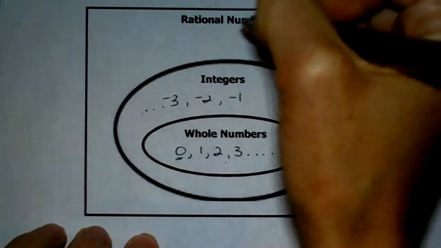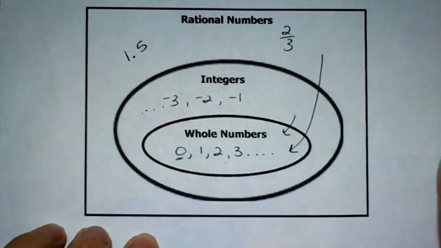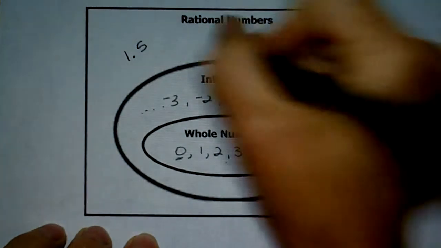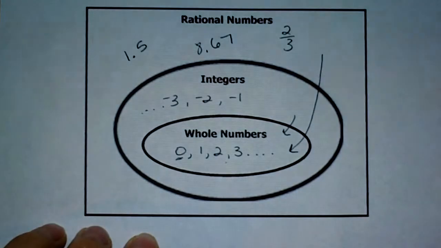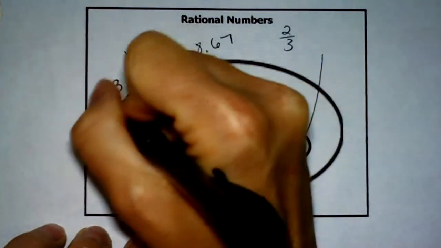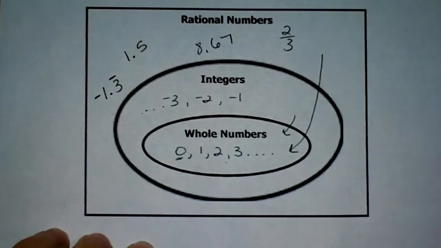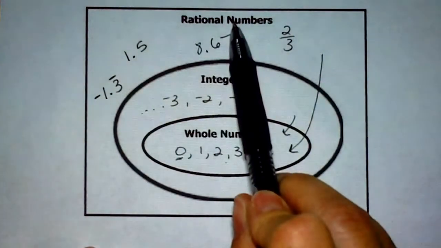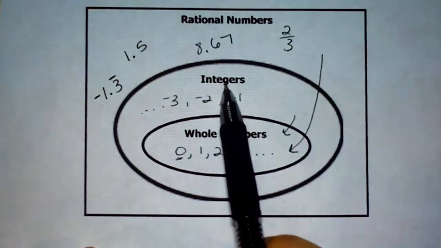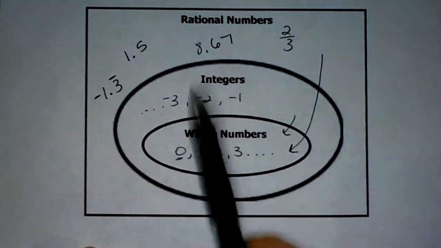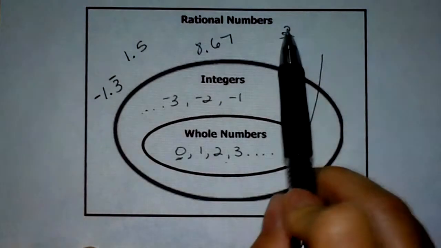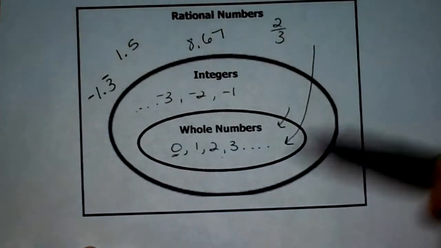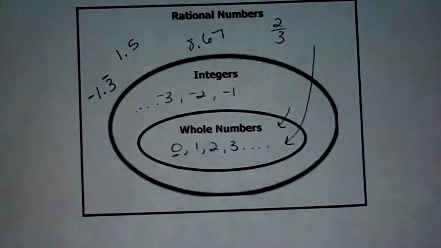What about like 1.5? That could be included. Or 8.67, or maybe a repeating one. Let's make it negative, -1.3, repeating. All of those are only rational numbers. A whole number is an integer and a rational number. A negative integer is only going to be an integer and a rational number. And if you have a fraction, it's only going to be rational. So it's kind of like working its way from the inside out. All right, sound good? Let's move on.